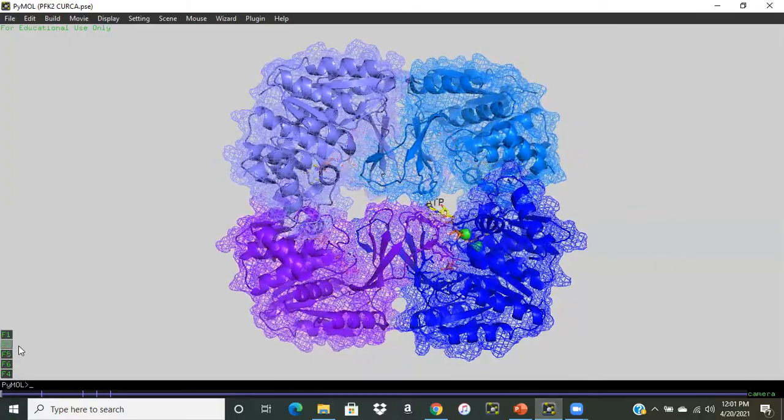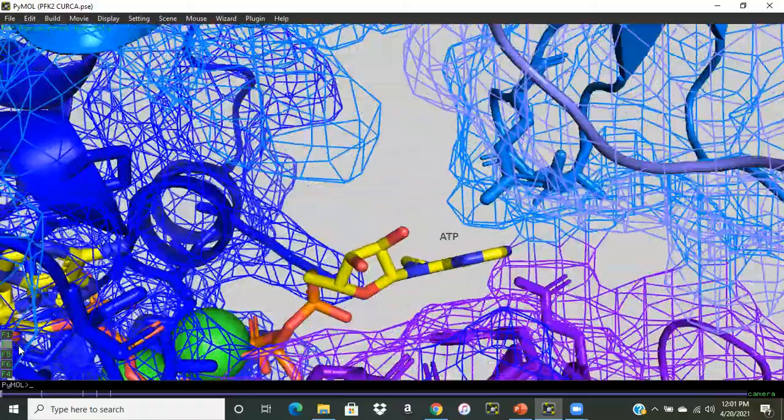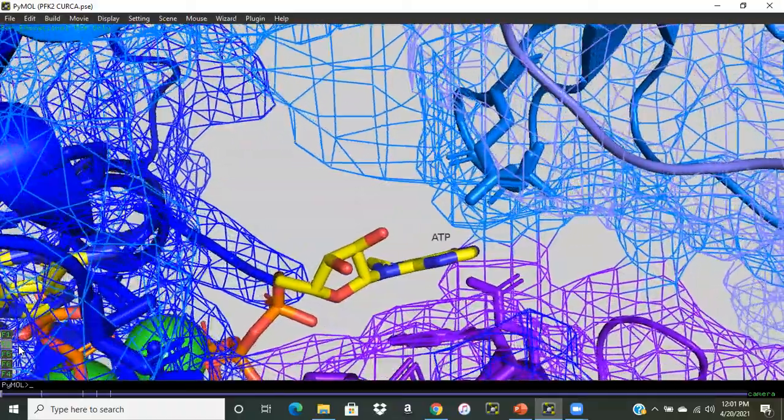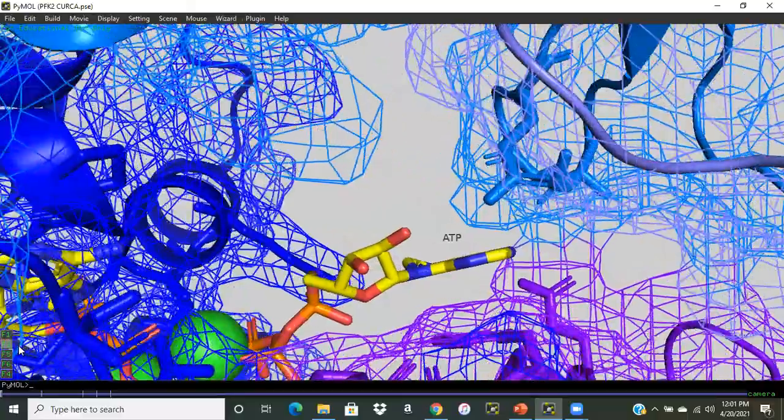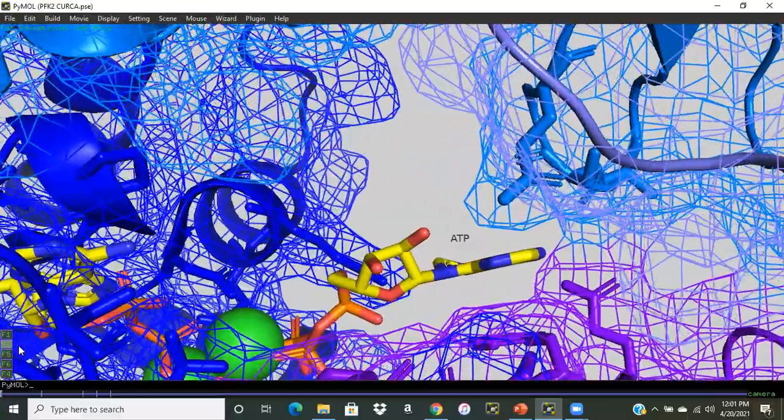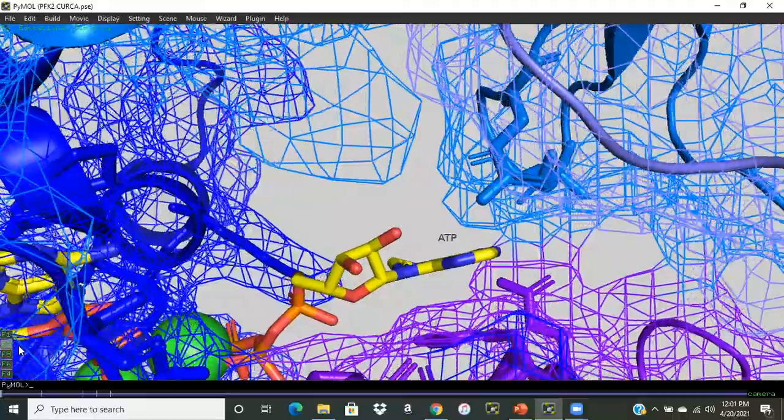Now, each subunit will have its own substrate pocket in which the molecules needed for the reaction will be able to fit and sit inside the active site, and then be able to complete the reaction.